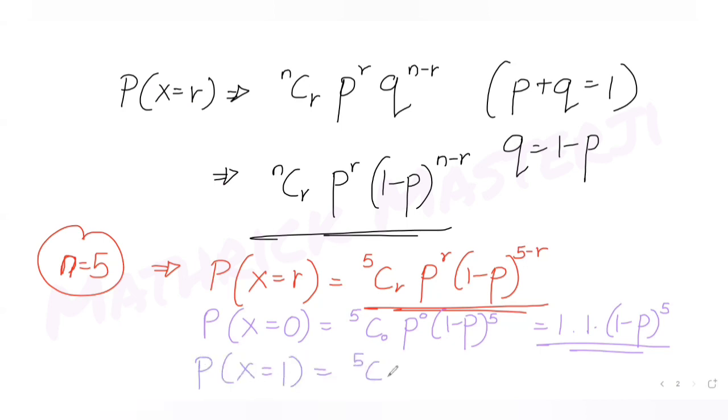And P at x equals 1, you get that as 5C1 p^1 (1 minus p)^(5 minus 1). So you get 5C1, which is 5, p^1 is p, and (1 minus p)^(5 minus 1), which is 4. So you get both of these expressions.